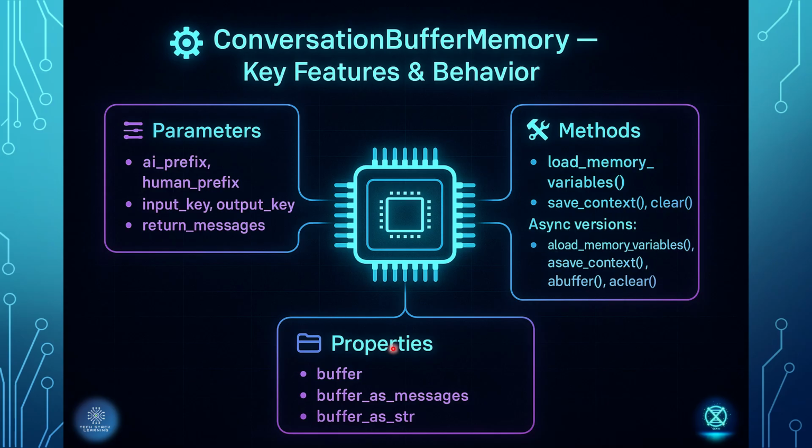Apart from that, when it comes to the properties, we have buffer, which can have the raw stored history, like a string or a list. Then we have buffer as messages, where the history is always message objects. And buffer as string, where the history is always readable plain text. These are the key features and behaviors which it currently offers.